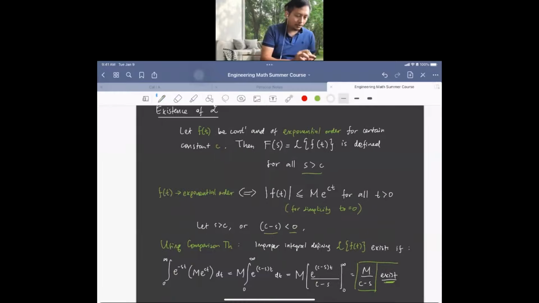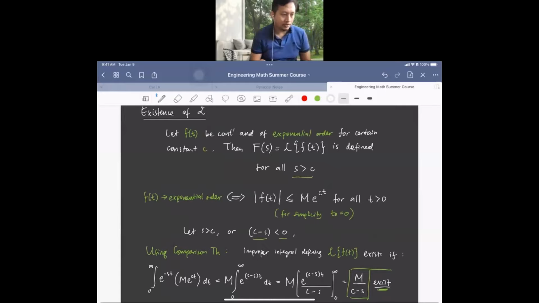Okay, now aside from the existence, we can also analyze the uniqueness. But we need to check that the Laplace exists, and then after existence, we can check the uniqueness.